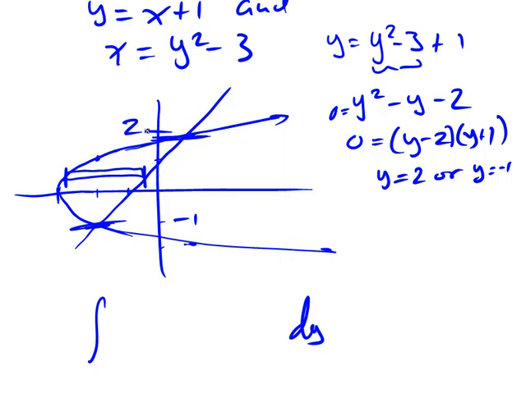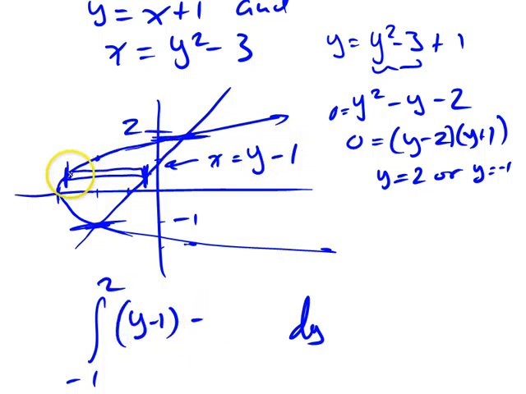So I'm going to integrate from negative 1 to 2 of right minus left, big X minus small x. Well, the big X is the x value on this line. The line gives x equals, I'm going to subtract the 1 over there, so y minus 1. So y minus 1 is the big X value, and then the little x value is on the parabola. Well, the parabola is x equals y squared minus 3. Be careful with your parentheses, because you've got to be minus that whole thing.